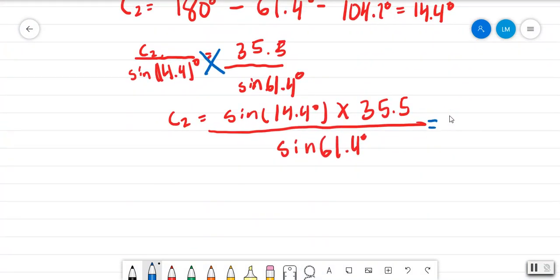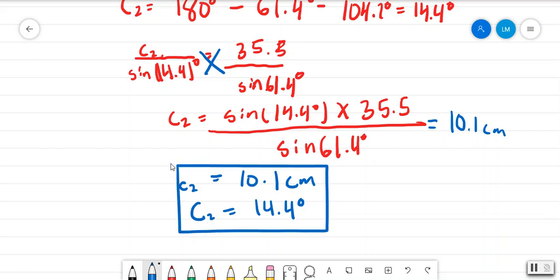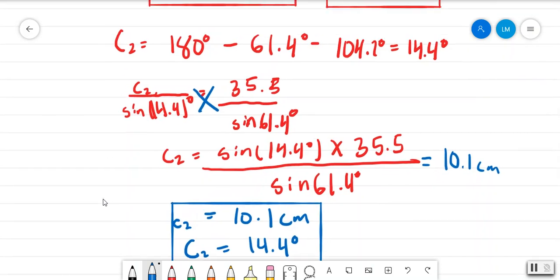So we have that this is going to equal 10.4, not 10.4, 10.1 centimeters. So what that means is that we have that C2 is equal to 10.1 centimeters, followed by big C2 is equal to 14.4 degrees. So we have our second set of sides and angles respectively.